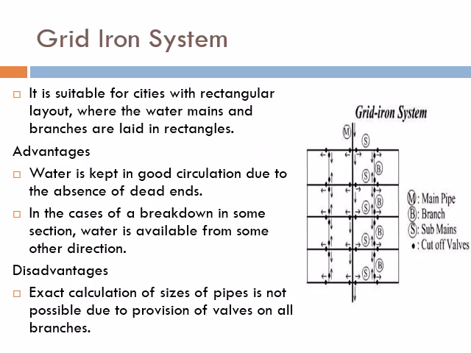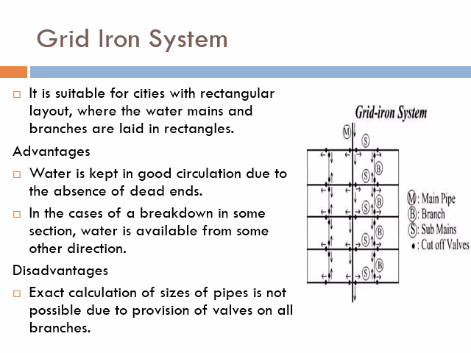Next is the gridiron system. It is mainly suitable for cities which have a rectangular layout, where the water mains and the branches are laid in rectangles. In this picture, M indicates the main pipe, B is the branch of it, and S is the sub mains which connect to the main pipes and the branches, and the dot indicates the cutoff valves. So it is suitable where there is a regular rectangular layout. In that particular situation, gridiron systems will be used.